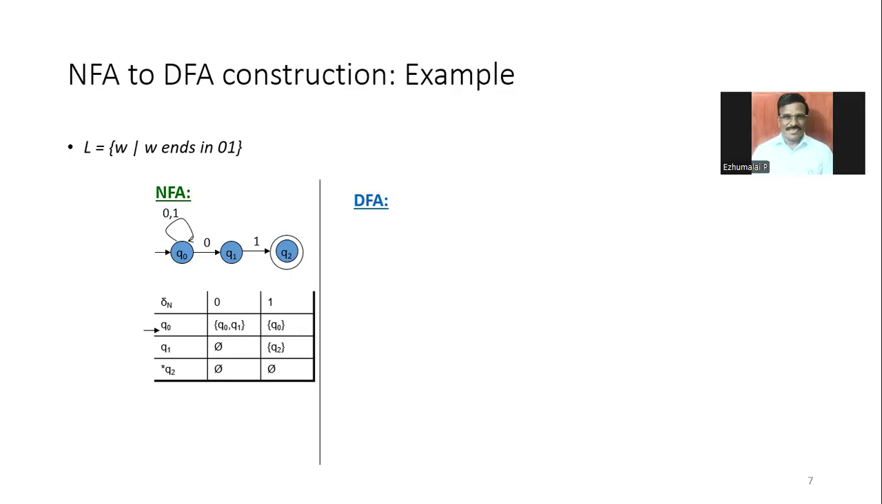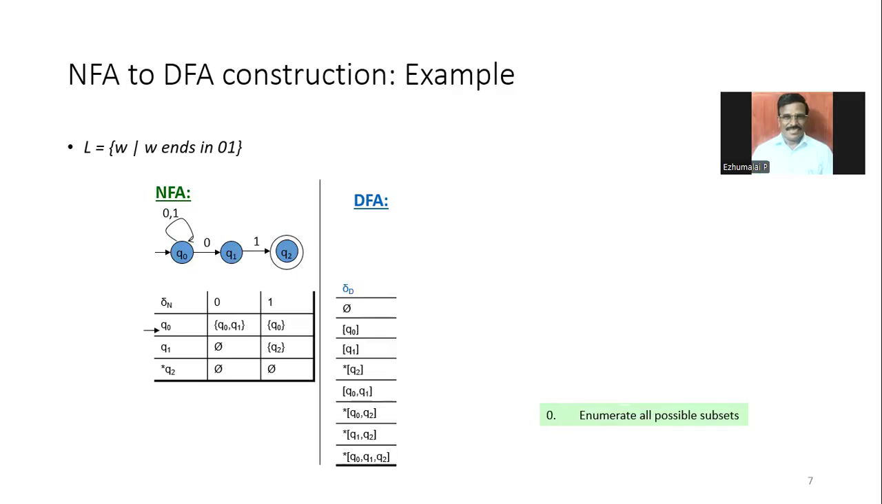How to convert this NFA to a DFA? First, enumerate all possible subsets. We have to construct the subsets of the states. There are 3 states, so 2 to the power 3, 8 possible states will be generated. The first is the empty set, then Q0, Q1, Q2, the combinations of two, Q0 Q1, Q0 Q2, Q1 Q2, and another Q0 Q1 Q2. So all the possible subsets are developed here.